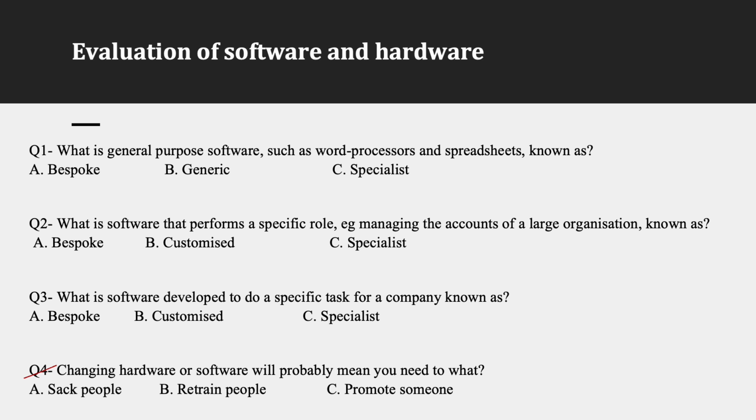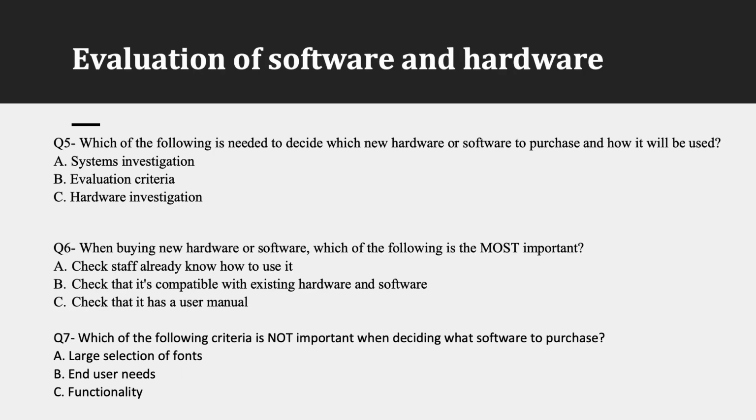Question number 5. Which of the following is needed to decide which new hardware or software to purchase and how it will be used? Is it A, system investigation, B, evaluation criteria, or C, hardware investigation?